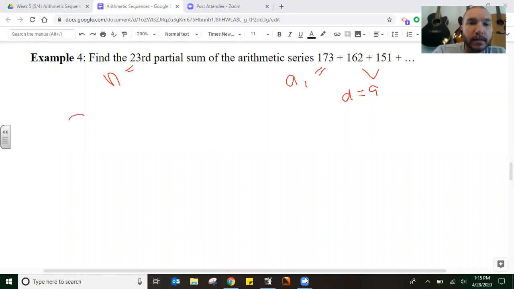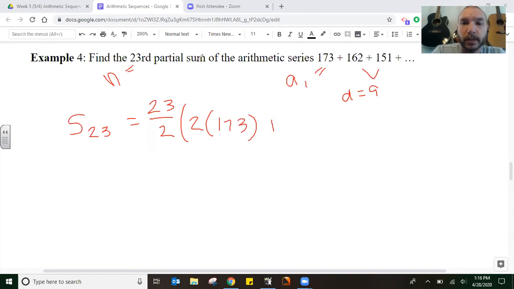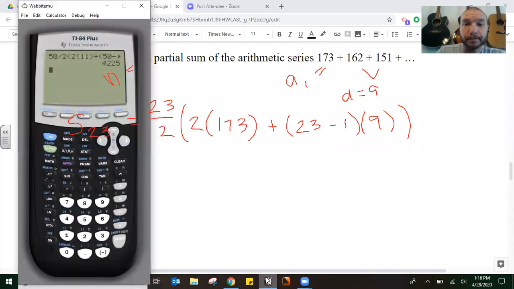Okay, so S sub 23, the sum of the first 23 terms, is equal to n over 2, which is 23 over 2, times 2 times A sub 1, which is 173, plus n minus 1, 23 minus 1, times d. And again, a big ugly thing that we're just going to plug into our calculator.